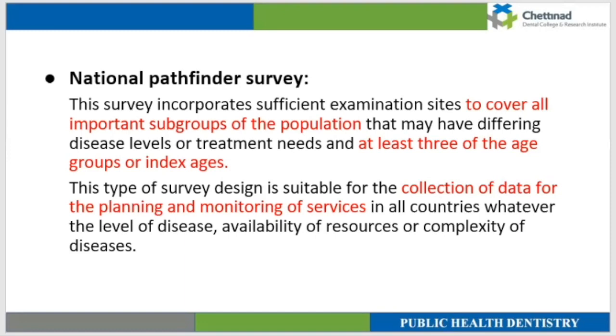The difference between the 2 types: in the pilot survey, we use only the most important subgroups in the population. In the national survey, it includes sufficient examination sites to cover the important subgroups of the population. These age groups are what we use for our surveys in WHO assessment forms.